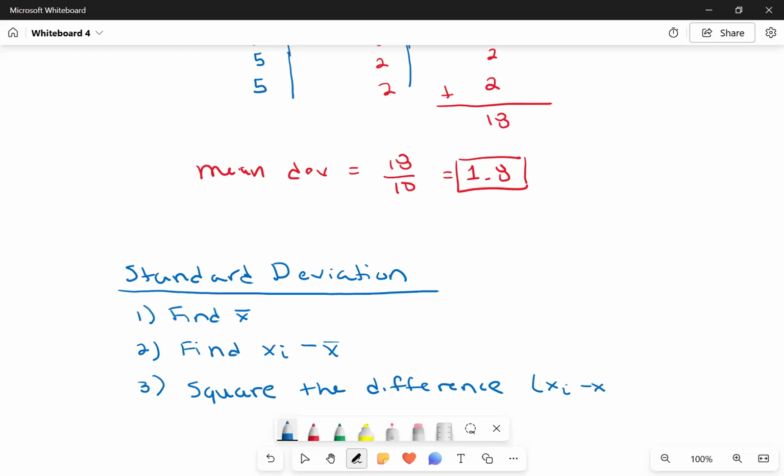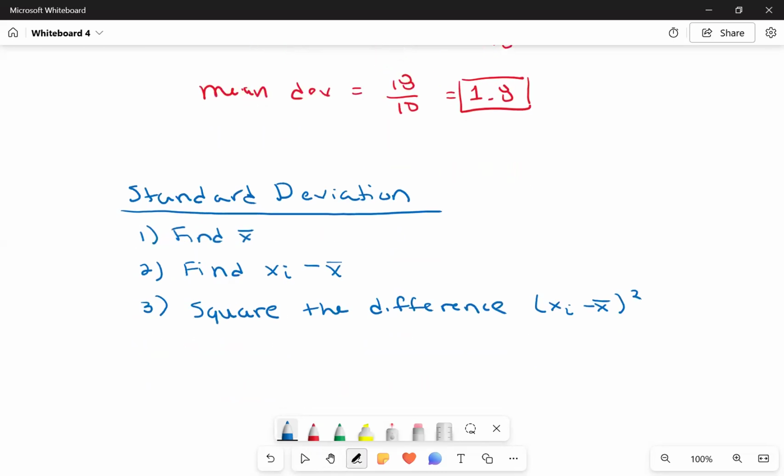Here, I'm going to write that down. I'm going to take them and multiply them by themselves. Then I'm going to have to undo the square, but I'm not going to do that yet. Before I undo the square, I'm going to find the mean. I'm going to find the mean of the squared differences.